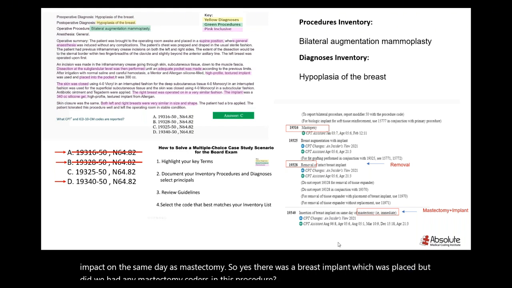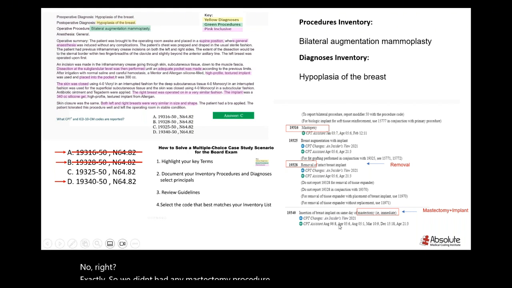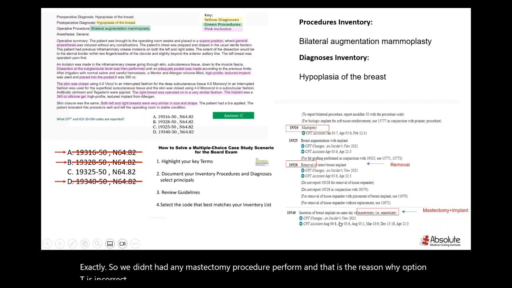No, right? Exactly. So we didn't have any mastectomy procedure performed, and that is the reason why option D is incorrect. And the last remaining option, 19325. Now let's cross check with this.